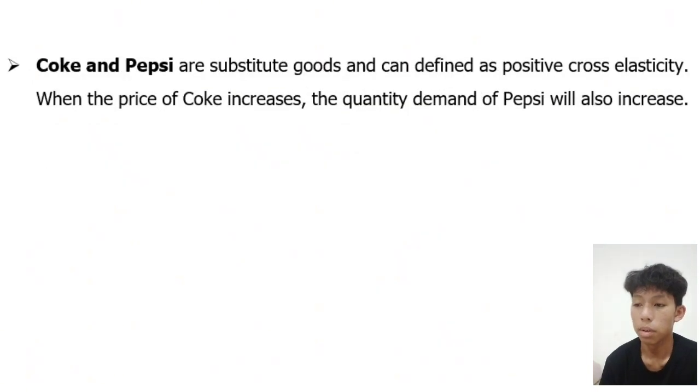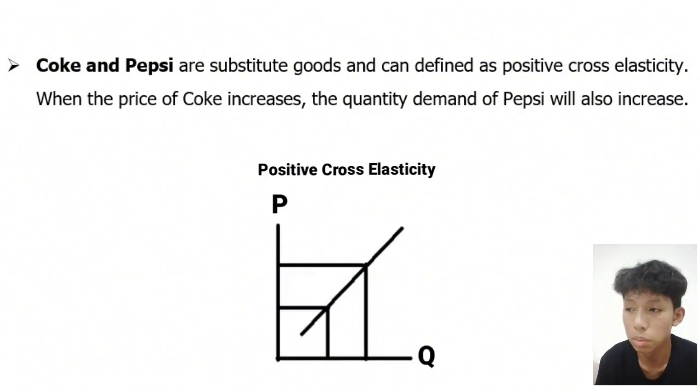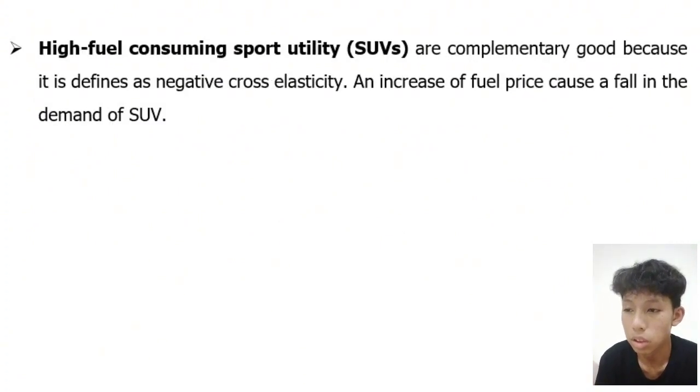So number 2, Coke and Pepsi are substitute goods and can be defined as positive cross elasticity. When the price of Coke increases, the quantity demanded of Pepsi will also increase, which means that when the price of Coke increases, people will not buy Coke because they have other options. These can also be called substitute goods. As we can see, the Coke and Pepsi cross price elasticity of demand is 0.63, which means that it is a positive cross elasticity.